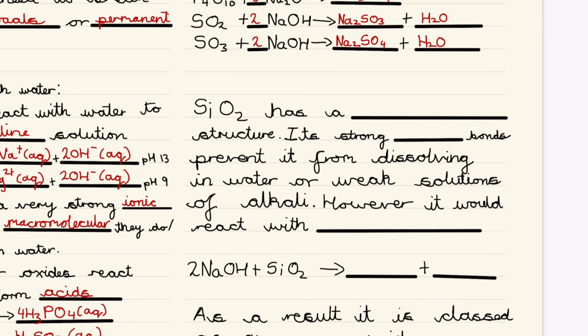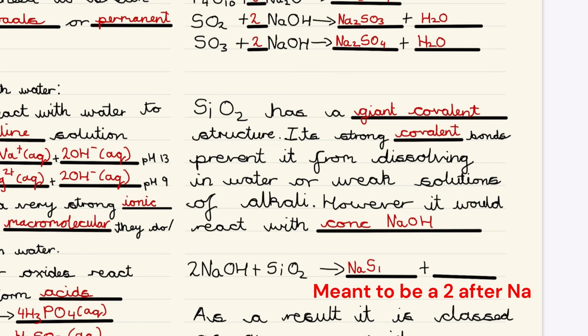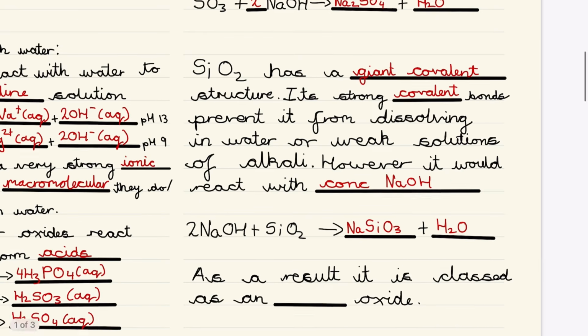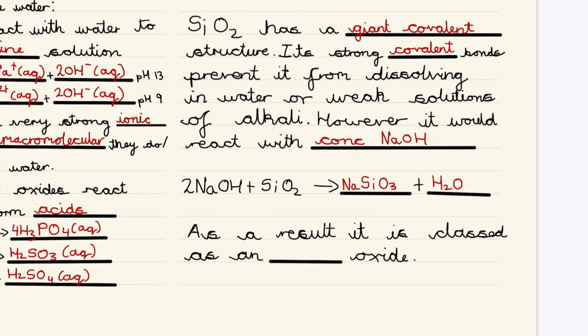Silicon dioxide has a giant covalent structure. Its strong covalent bonds prevent it from dissolving in water or weak solutions of alkali. However, it would react with concentrated sodium hydroxide, and the reaction for that is... because it can react with sodium hydroxide, it's classed as an acidic oxide.